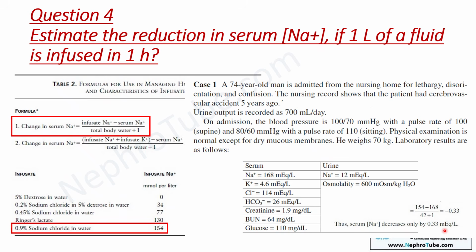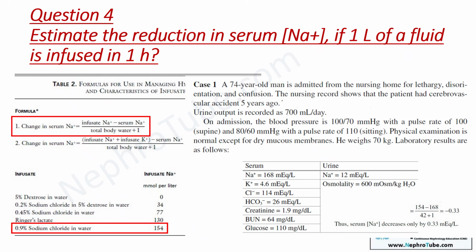So I will ask you now to calculate and write in the chat box what will be the expected decrease in serum sodium if we used 1 liter of 5% dextrose. Please calculate it and answer in the chat box. Okay, so most of you calculated it between 3.9 and 3. So that is the expected value.